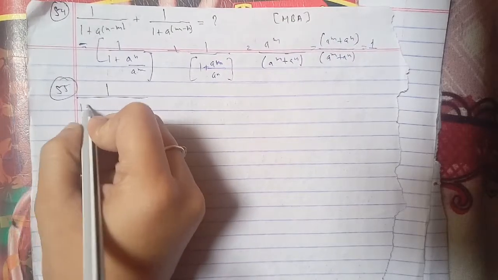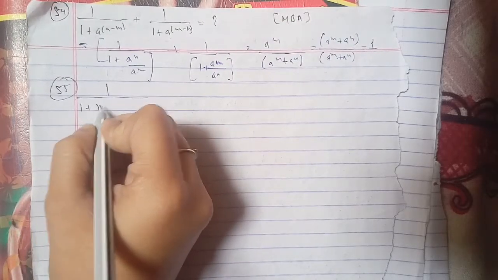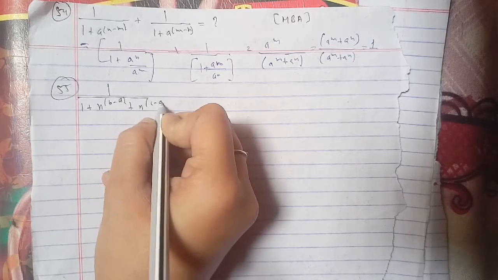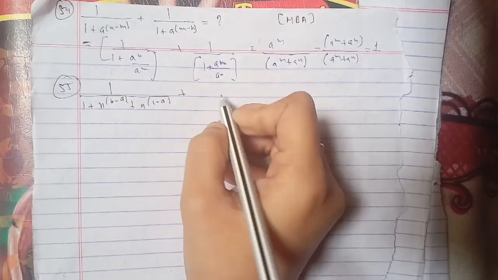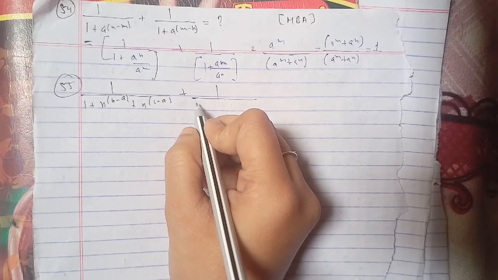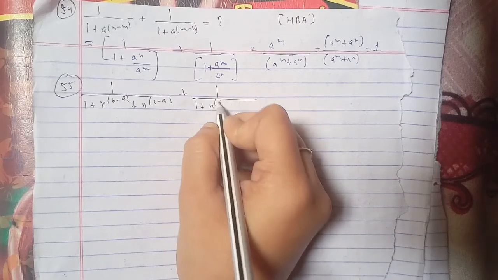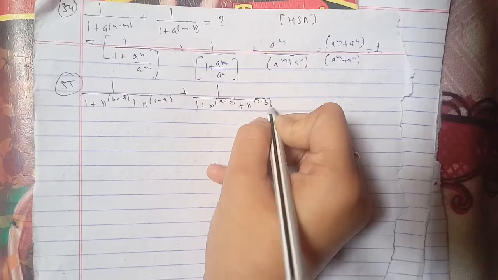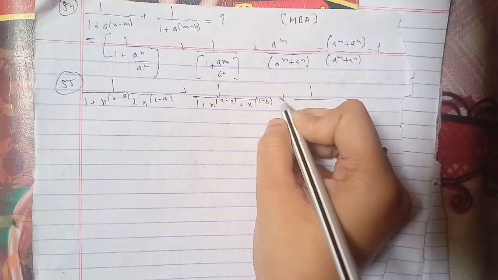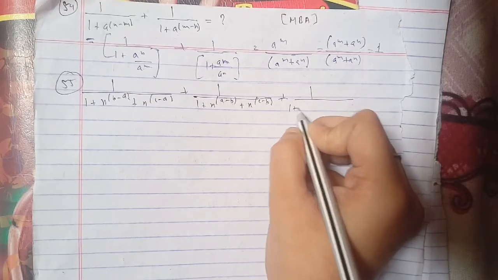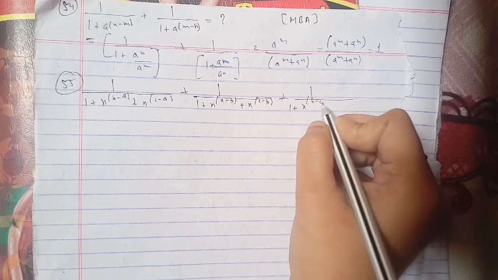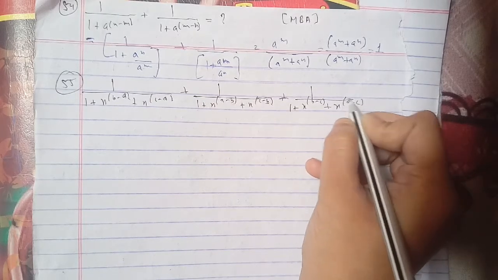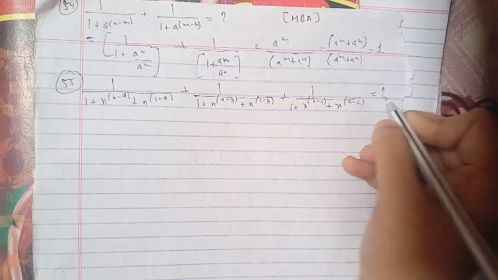1 upon 1 plus x की power b minus a plus x की power c minus a, plus 1 upon 1 plus x की power a minus b plus x की power c minus b, plus 1 upon 1 plus x की power b minus c plus x की power a minus c is equals to question mark.